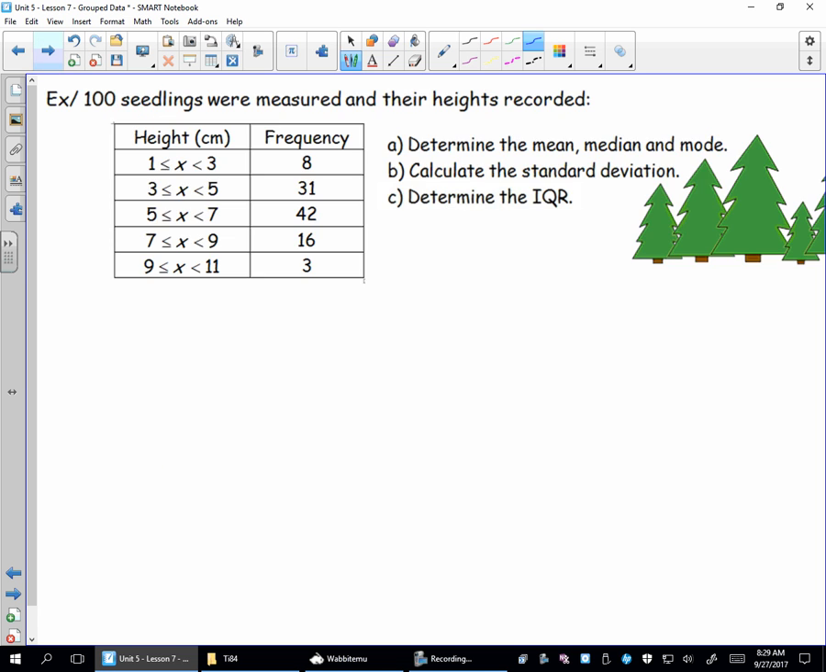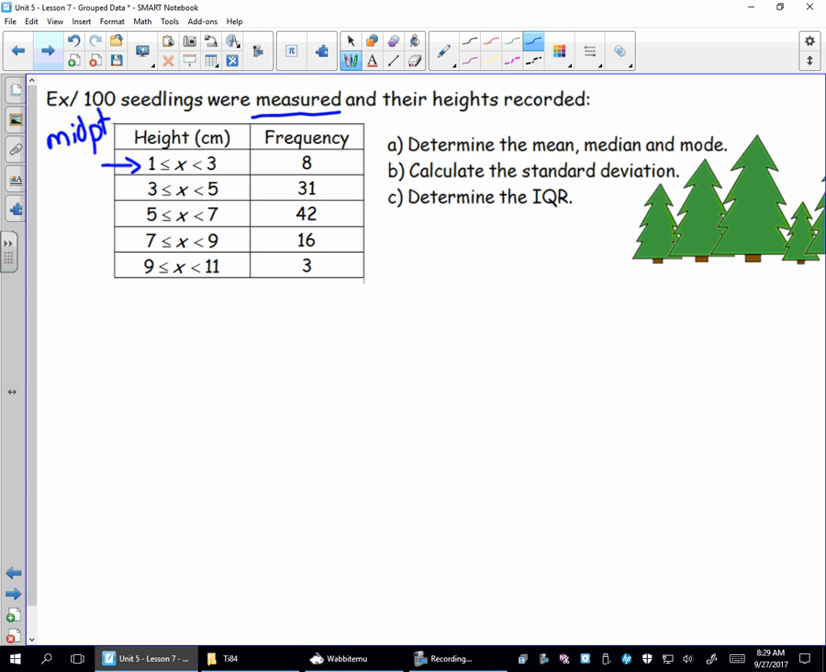So let's try one. We have 100 seedlings. They're measured and their heights are recorded. So for measuring things, we know it's continuous. I don't know what the actual heights of these things are. I know in the first interval they're between 1 and 3. They could be 1s and 2s and 2.5s and 2.999s, but I don't know what they are. So I have to approximate it based on my midpoint.